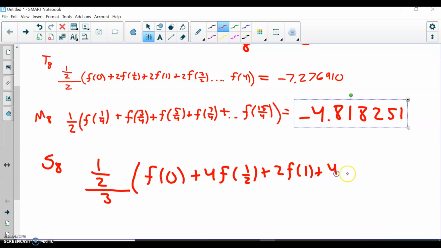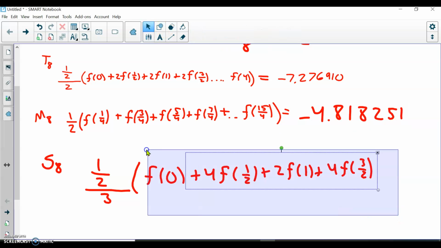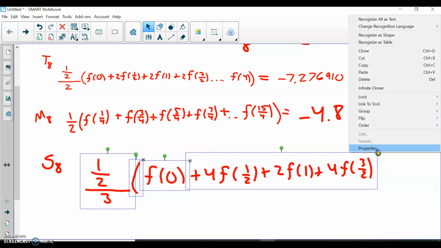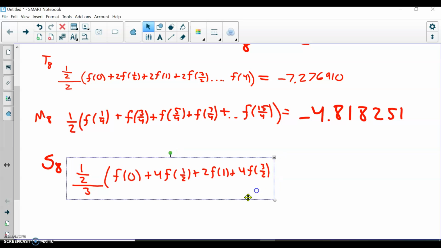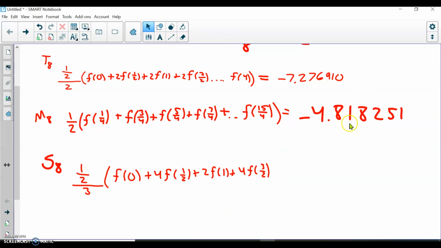Then we go back to 4 f of 3/2. And maybe I'll extend this out a little further rather than just going right to a dot, dot, dot. This pattern will continue until the end, the last term having a coefficient of 1. So it would be 2, 4, then we have another 2. So this would be 2 times f of, what are we at? 4/2, so it'll be 2. Plus 4 times f of 5/2.